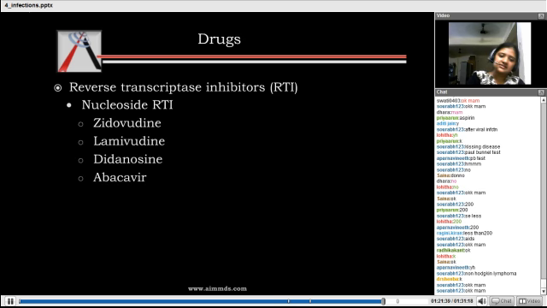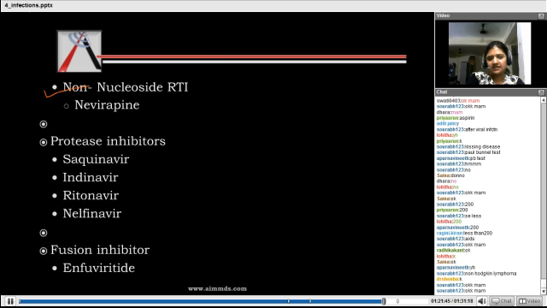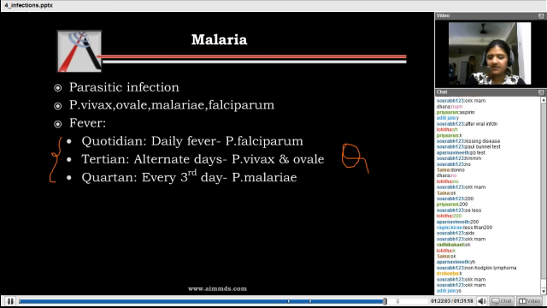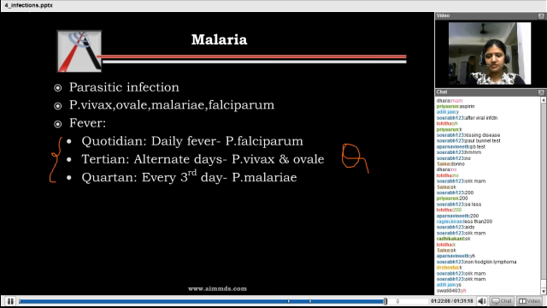Drugs, we have already seen, have been covered extensively in Pharmac. You give reverse transcriptase inhibitors: zidovudine, lamivudine, abacavir, etc. This is basically a list of antiretroviral drugs. Next we go to malaria. Malaria is a parasitic infection with, we've seen these fevers already: daily, alternate, every third day, and this is very important, guys. Please make an effort to remember this. A lot of MCQs come from here.